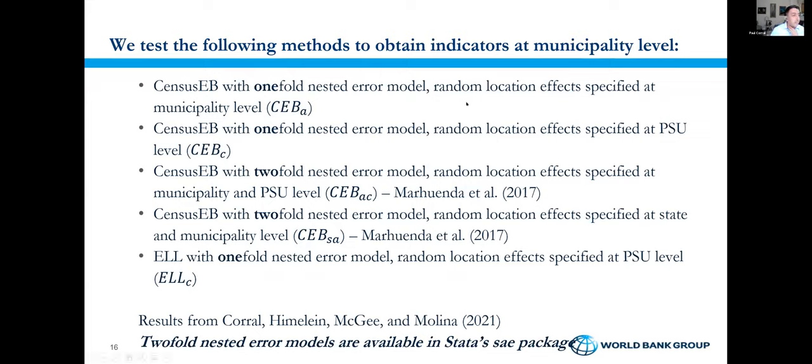Census EB with one-fold nested error model, with the random location effect specified at the municipality level and a different specification where the random location effect is specified at the PSU level. Census EB with twofold nested error model from Maruenda et al. 2017, which has now been implemented into the SAE package, with the random location effect specified at the municipality level and a different specification where the random location effect is specified at the PSU level and the municipality level. So basically you can take into account the twofold nested error model, which accounts for the two-stage sampling. And finally, ELL with one-fold nested error model with the random location effect specified at the PSU level. We also tested other methods, as I mentioned, but they're not relevant to what I'll present today.